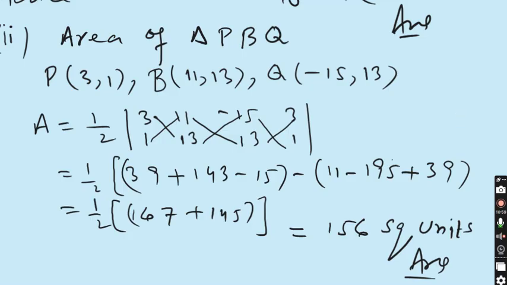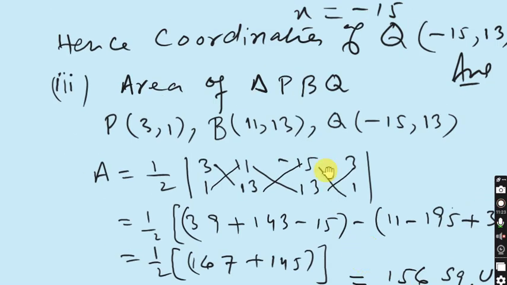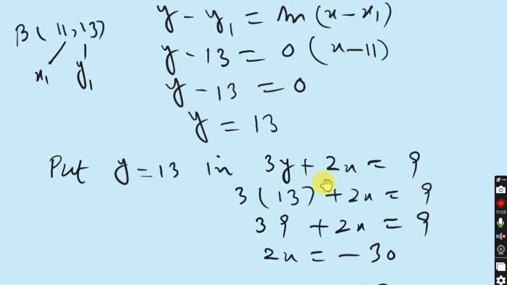39 plus 143 minus 15 is 167, minus 11 minus 195 plus 39 is minus 167, minus minus plus. Add 145 plus 167 and divide by 2, you will get 156. So hope you completely understand: 156 square units. So this is question number 1.